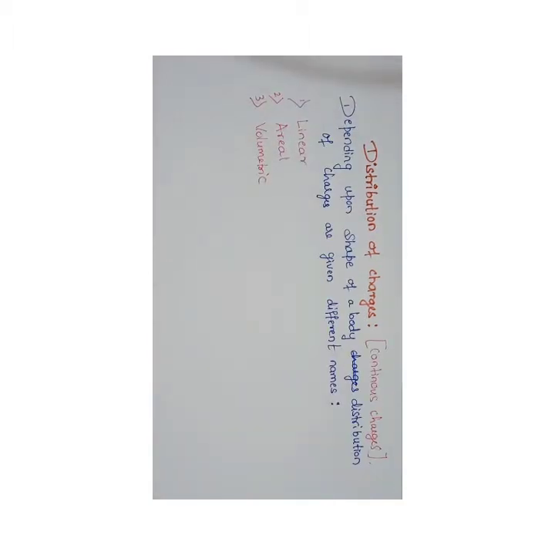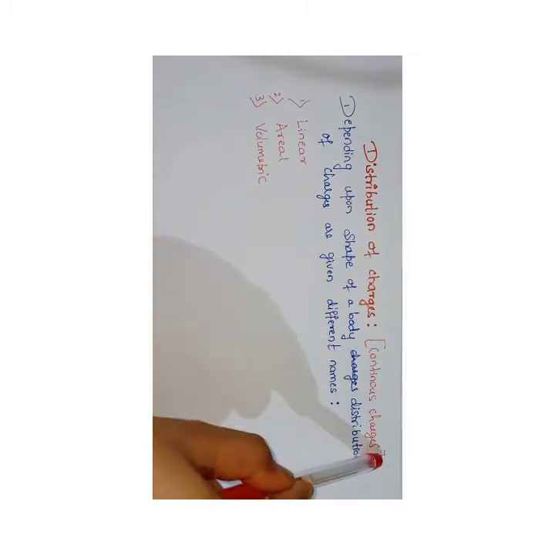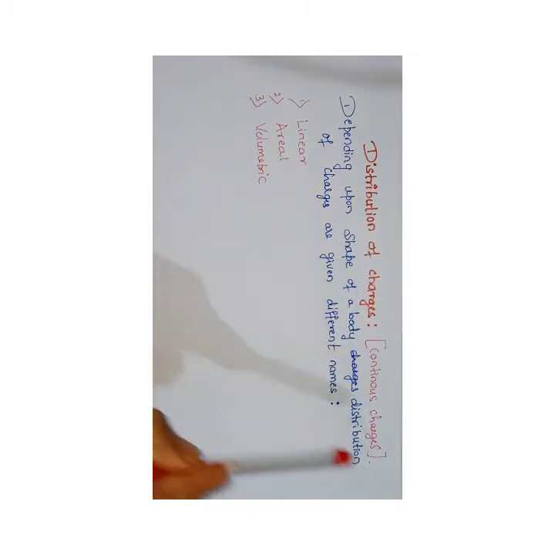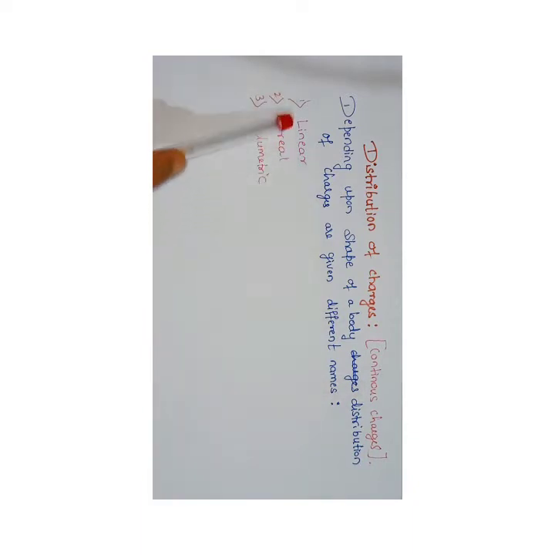Depending upon the shape of a body, charges are distributed, and based on that we are giving the names. The first one is linear distribution of charge. Charges are continuous, they are not discrete right now. Linear, areal distribution of charge, and volumetric distribution of charge. We'll start one by one. What is linear, areal, volumetric? So, linear distribution of charge.